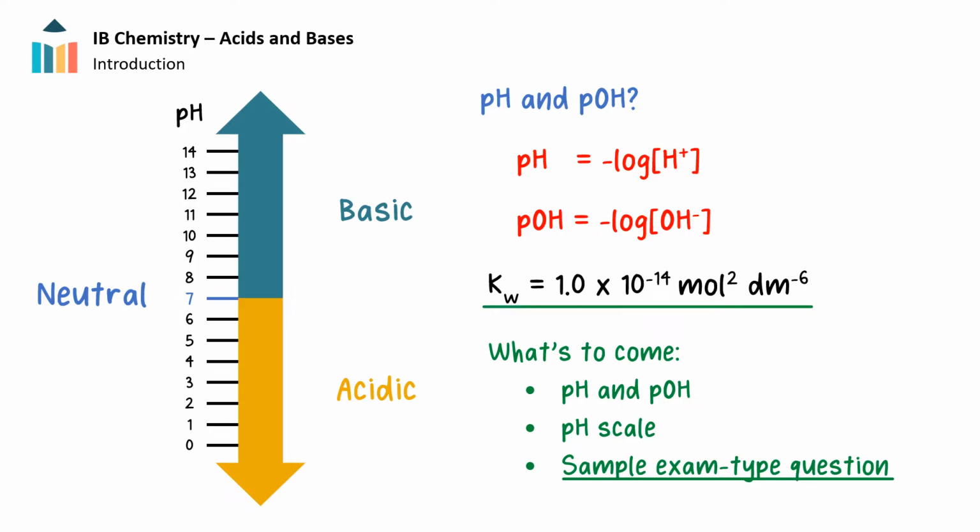A brief reminder that the Kw of water is 1 times 10 to the minus 14. We will be using this auto-ionization constant in this video. So let's jump right into it.